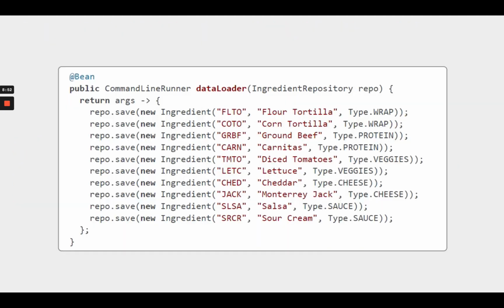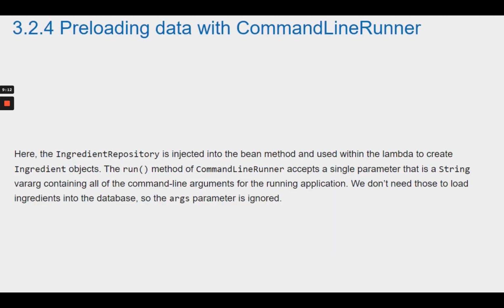Because both CommandLineRunner and ApplicationRunner are functional interfaces, they can easily be declared as beans in a configuration class using a @Bean-annotated method that returns a lambda function. For example, here's how you might create a data loading CommandLineRunner bean. Here, the IngredientRepository is injected into the bean method and used within the lambda to create Ingredient objects. The run method of CommandLineRunner accepts a single parameter that is a String vararg containing all of the command line arguments for the running application. We don't need those to load ingredients into the database, so the args parameter is ignored.